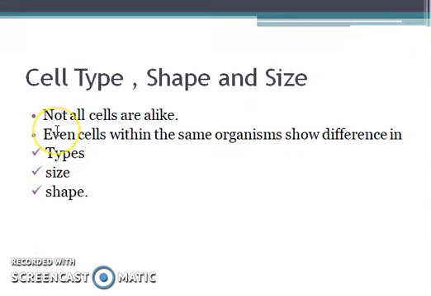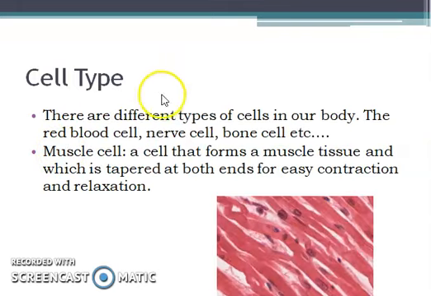እሺ let's come to the cell type, shape and size. So not all cells are alike. የተለያዩ ሴሎች አሉ. Even with the within አንድ ሰው ውስጥ red blood cell አለ, white blood cell አለ. እነዚህ different shape አላቸው, they're different type and they're also different shapes and size. እሺ let's talk about the cell type. So there are different type of cells in our body. The red blood cell አለ, the nerve cell አለ, the bone cell አለ.